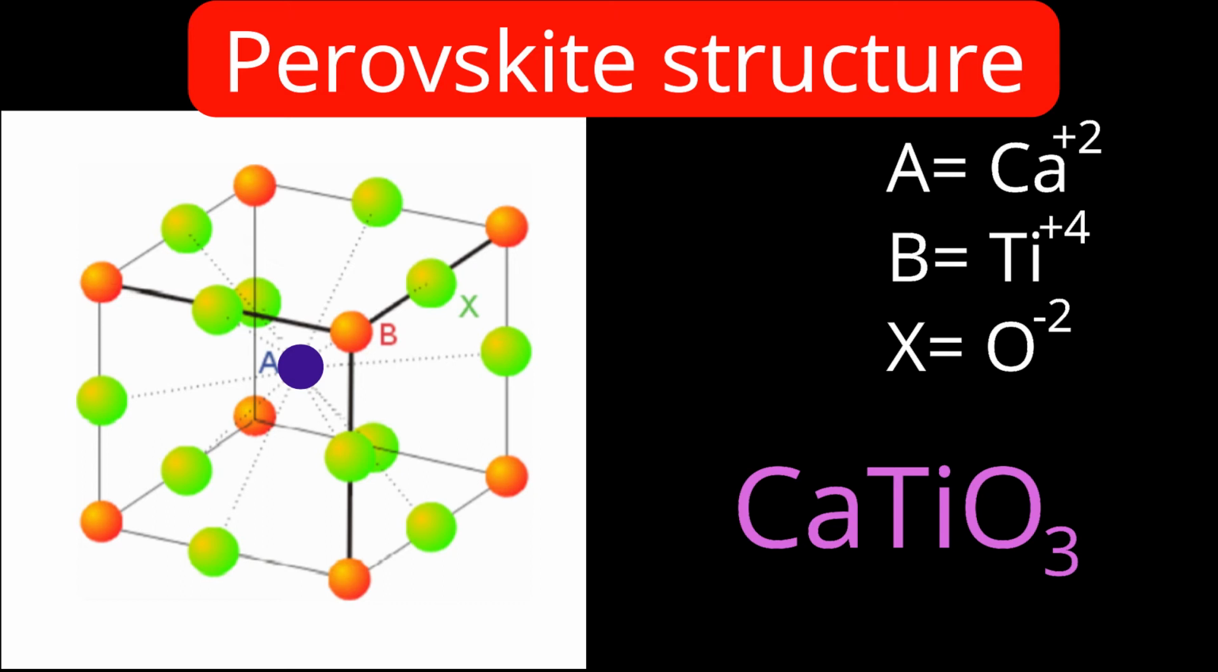Okay, formula we come across. But what about coordination number? Yes, I need your help now. See the central ion, that's a calcium. It's surrounded by how many oxide ions?